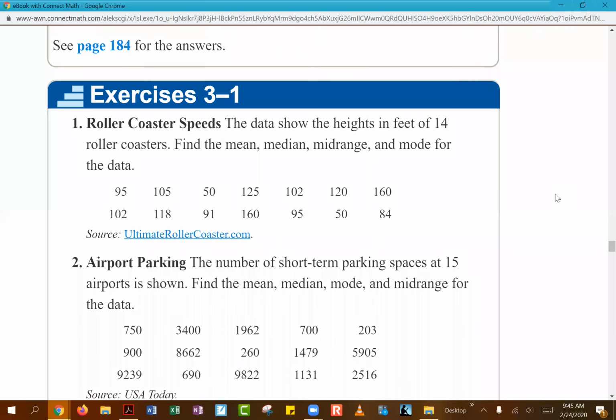So for example, one, our mean is 104.1. Median is 102. Multimodal, so you can see 50, 95, 102, 160, and then mid-range is 105.